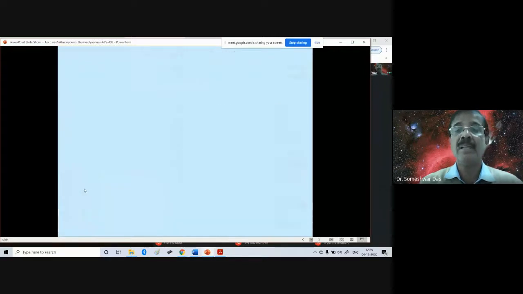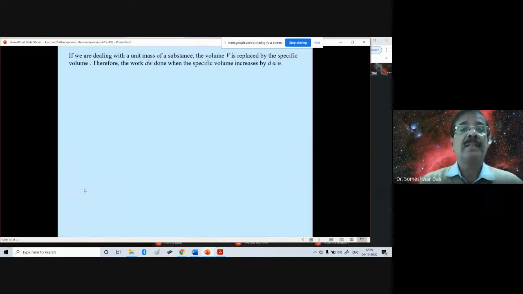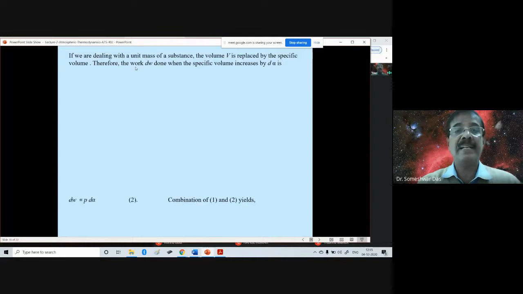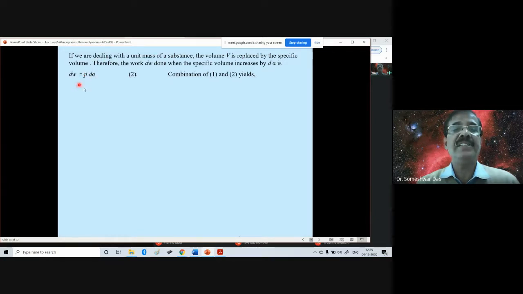So if we are dealing with a unit mass of a substance, the volume V is replaced by the specific volume. You know the specific volume. Therefore, the work dW done when the specific volume increases by d alpha, where alpha is the specific volume, will be dW equal to P d alpha, where P is the pressure and d alpha is the change in the specific volume. Let's say this is equation 2.